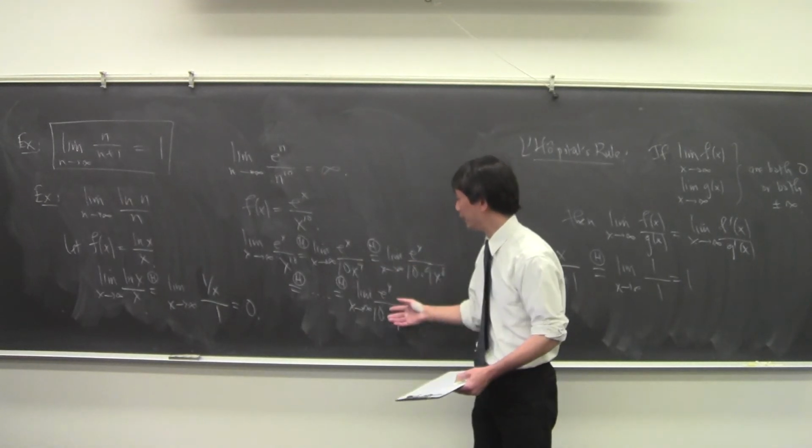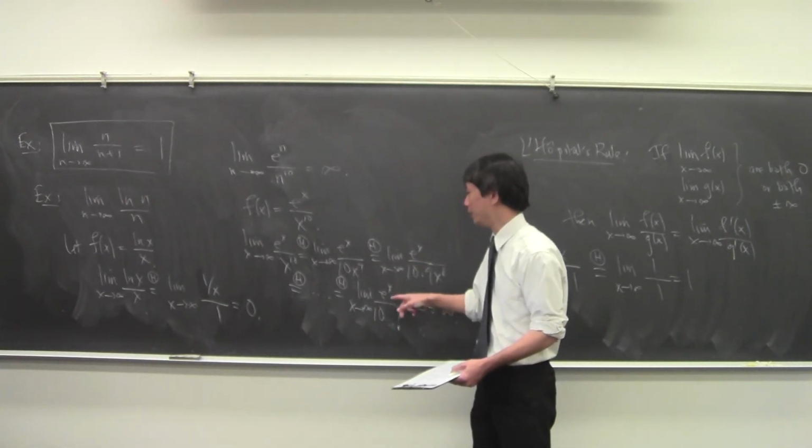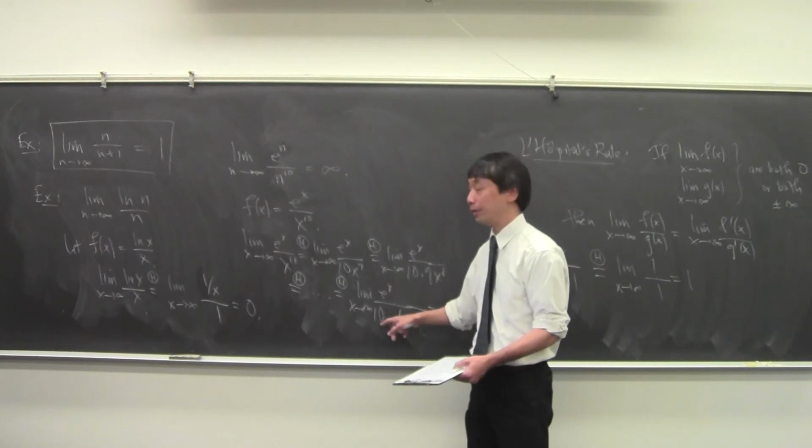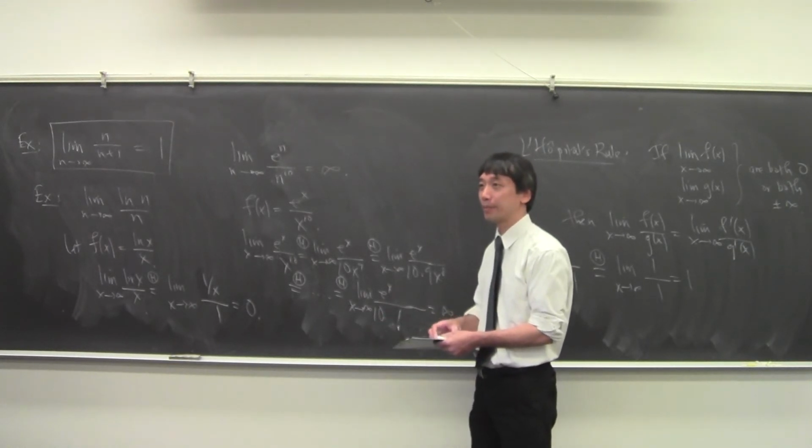So you keep on doing it, but at some point it turns out to be e to the x over 10 factorial. Well, that's infinity over a finite number. Well, that's just infinity.